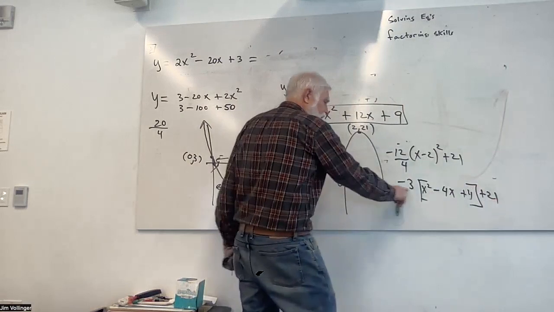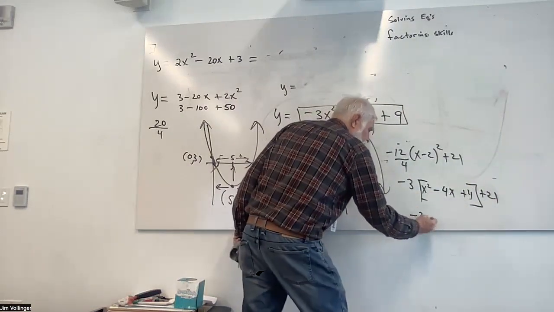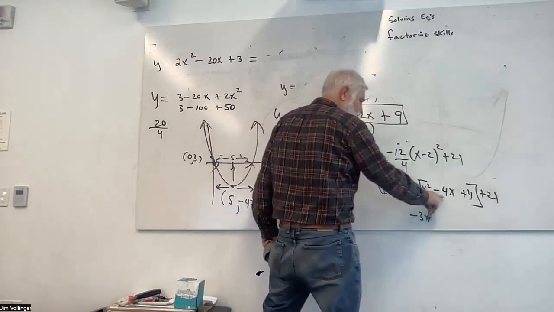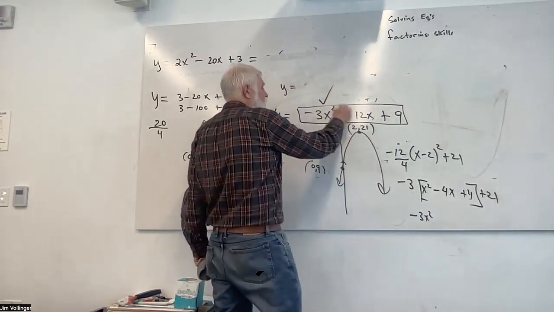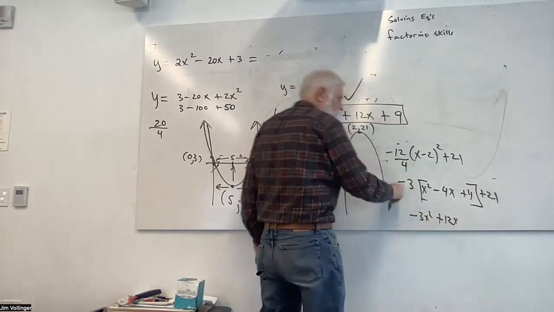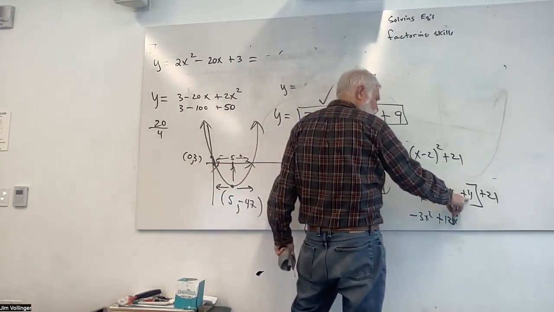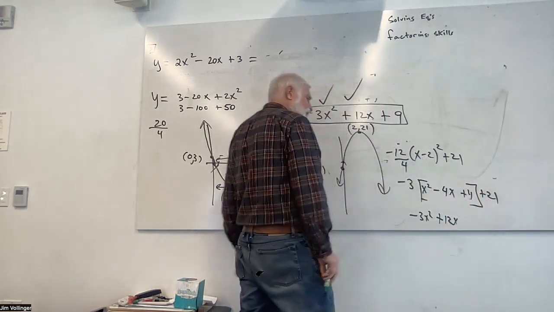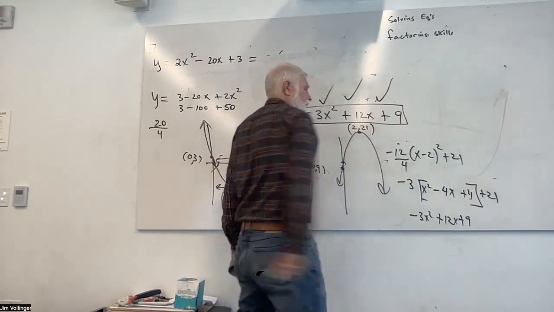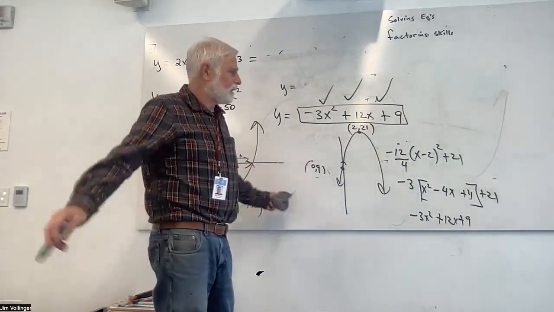What do you get when you do minus 3 times x squared? Minus 3x squared, yay! What do you get when you do minus 3 times minus 4? 12x, yay! What do you get when you do minus 3 times 4? Minus 12, minus 12, plus 21 is 9. Oh, guess we're cooking with gas.